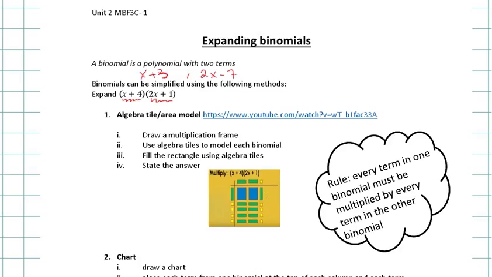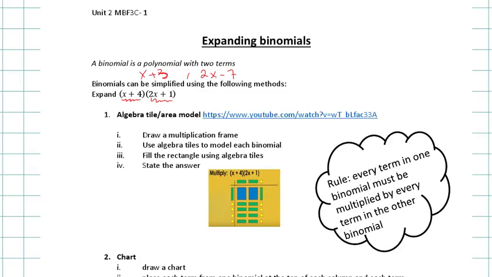FOIL is one method. Distribution is also another method. You're going to have to collect like terms at the end, but you have to do FOIL or distribution first. So we're going to look at different methods today. Okay? The most used method would be the FOIL. Right? We're going to talk about it in a bit. That would be the most used method, right? Because it's the easiest of all of them. Okay? And it stands for first, outer, inner, last. That's why it's called FOIL. So we're going to talk about it in a bit.